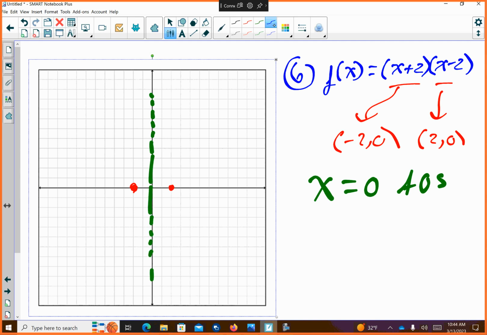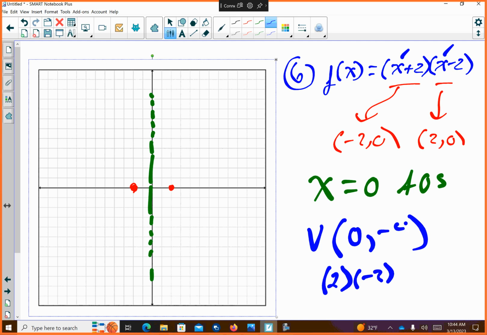All right. So what should I do to get the rest of my vertex? I know that it's 0, comma something. I'm going to put a 0 there. So I'm going to get 0 plus 2 is 2. 0 minus 2 is -2. 2 times -2 is -4. 1, 2, 3, 4. What's the y-intercept? 0, -4. So y-intercept is, in this case, the vertex.